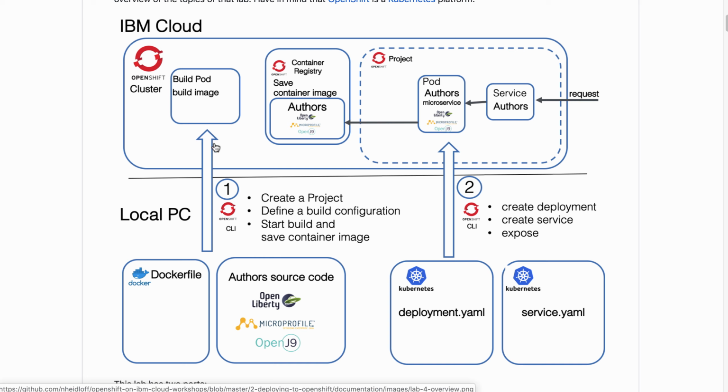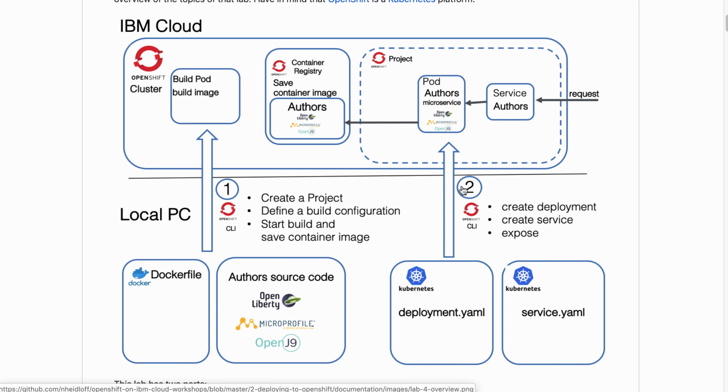So the way this works is we're going to start by creating a project. Then we define the build configuration, and then the actual build is done again server-side on OpenShift. And once that is done, the image is stored in the OpenShift container registry. In difference to Kubernetes, OpenShift comes directly with a container registry that we're going to use here. So that's essentially step number 1.